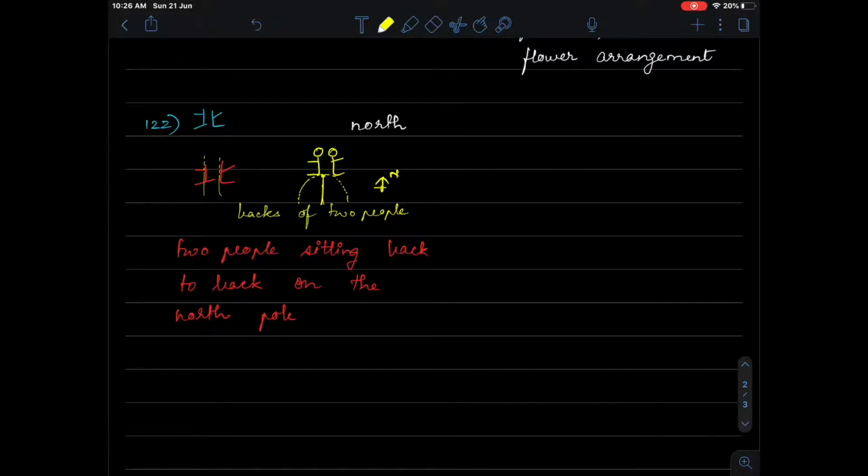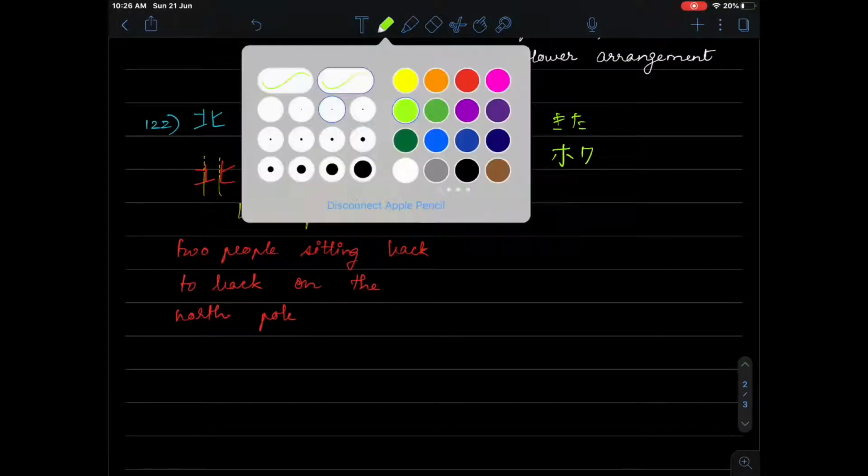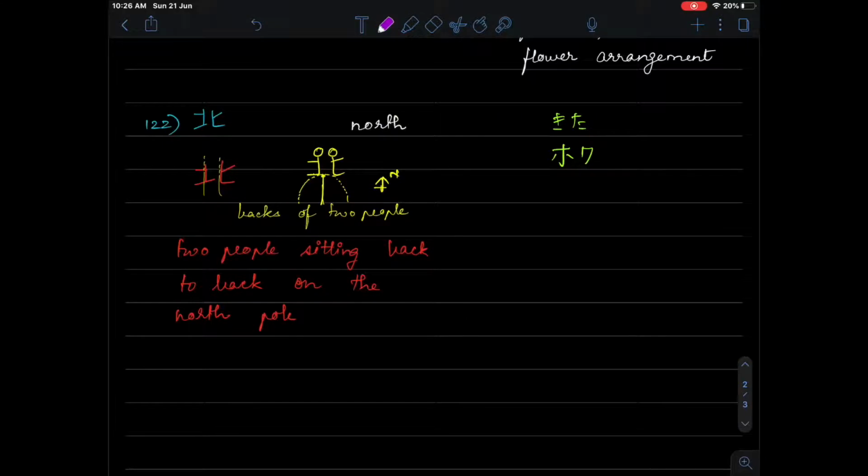Okay, let's see the on and kunyomi. The kunyomi is very simple, kita, and the onyomi is hoku. Now one very important note is hoku is a unique reading.